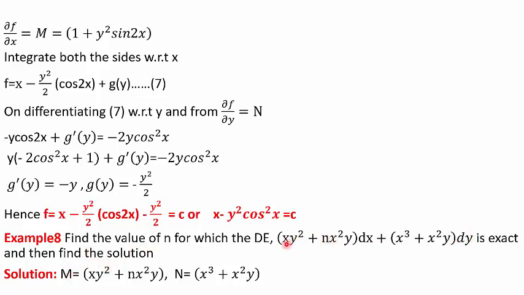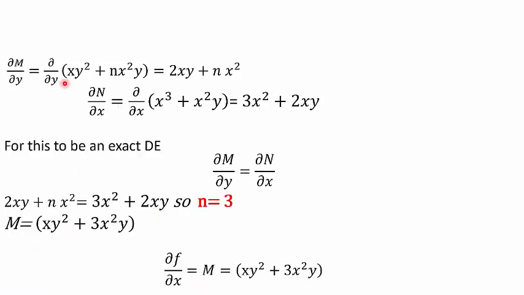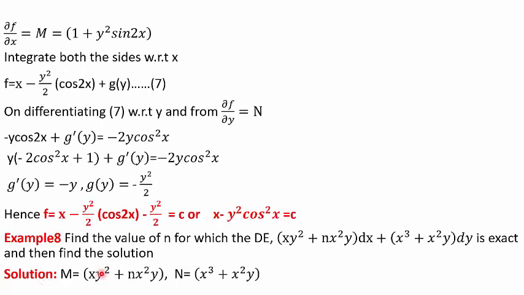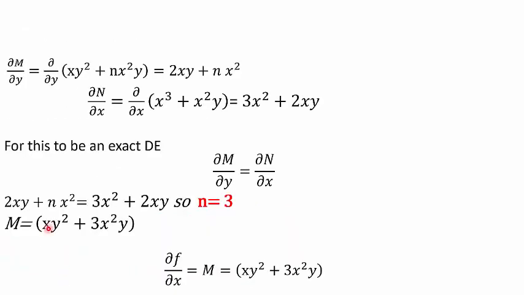M is xy square plus n x square y, and n is nothing but x cube plus x square y. For the differential equation to be exact, del m by del y should be del n by del x. We'll find del m by del y, it comes out to be 2xy plus nx square, and del n by del x is 3x square plus 2xy. When we equate and solve, n comes out to be 3. Put this n in your m. So m becomes xy square plus 3x square y.